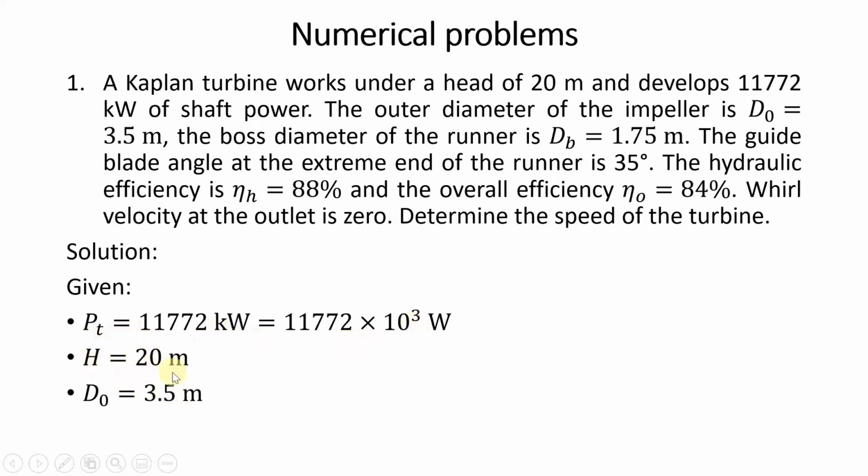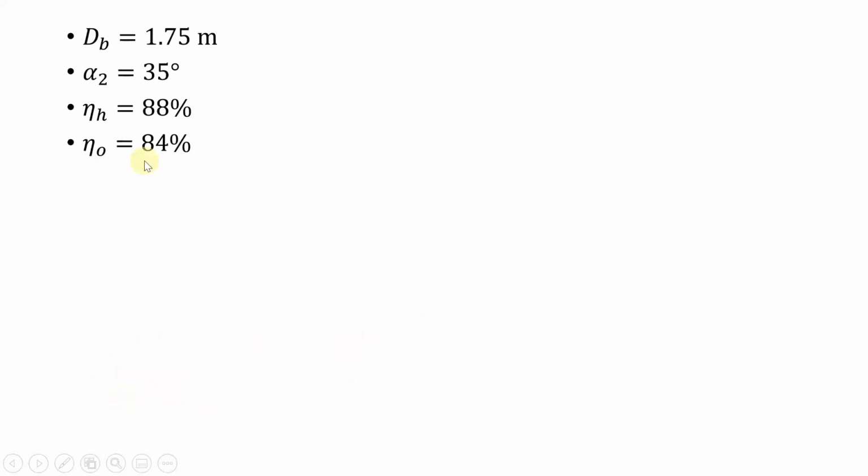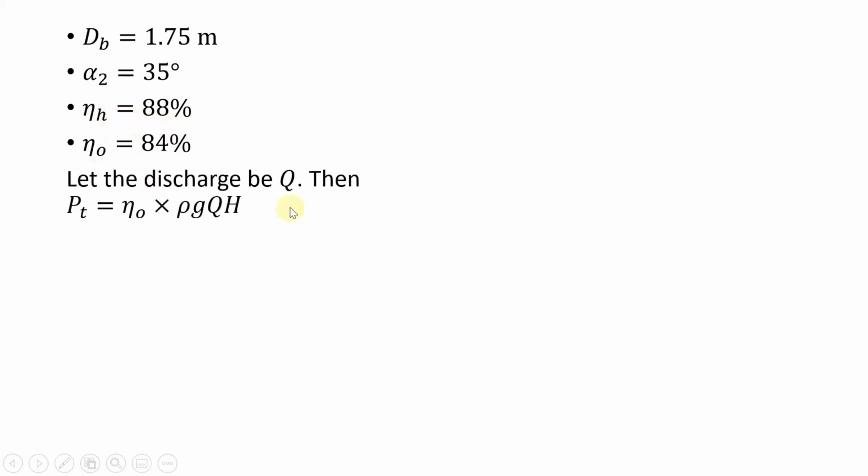H is the head, d0 is the outer diameter, dB is the inner diameter or the boss diameter, alpha 2 is the guide vane angle at the blade inlet, eta h, the hydraulic efficiency, is 88% and eta naught, the overall efficiency, is 84%. So let the discharge be Q because it is not known to us at this moment.